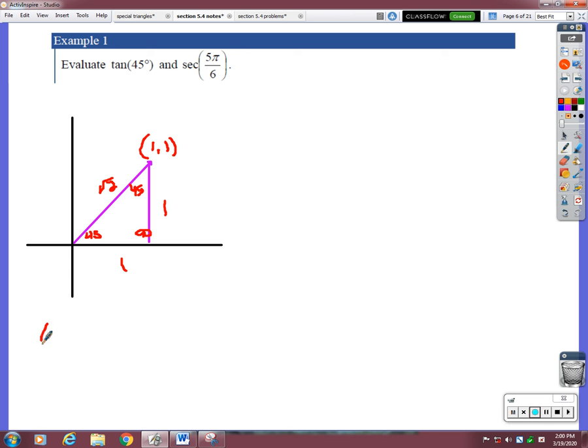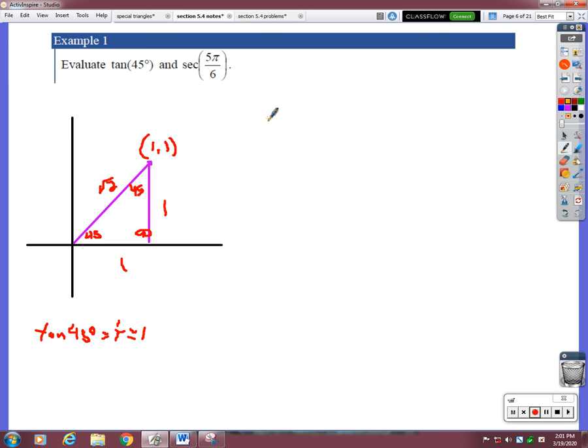And so in this case, the tangent of 45 degrees would be y over x, which is 1 over 1, which is 1. Okay? Look, my handwriting's going to get better. Just trust me, it's going to be all right.